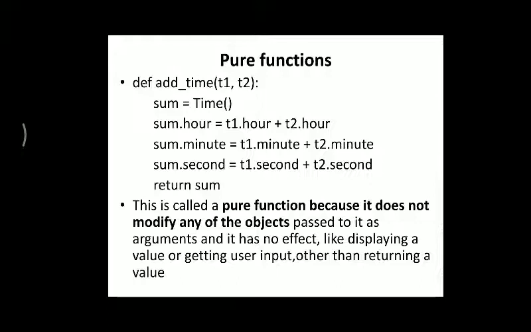The same function can be called in another main function. This is called a pure function because it does not modify any of the objects passed to it as arguments, and it has no effect, like displaying a value or getting user input, other than returning a value. Why is this function called a pure function? It takes two arguments, which are objects, and those objects are not modified at all. It simply uses the values of those objects and assigns them to another time object. That's why it is called a pure function.